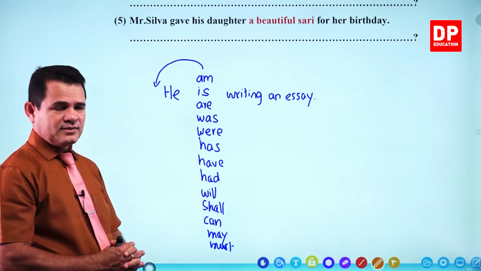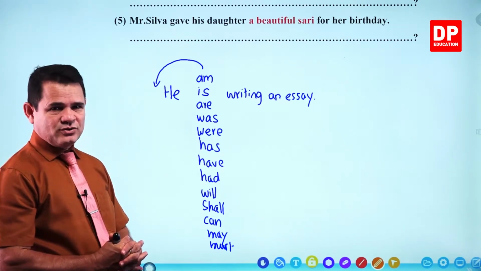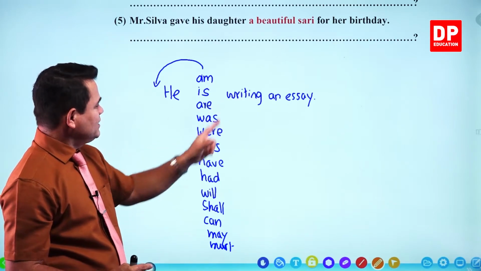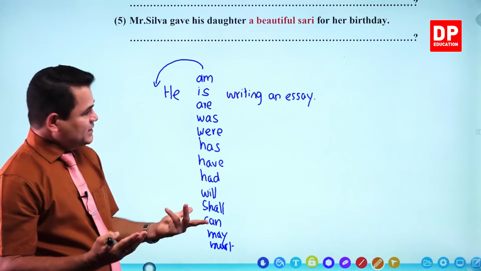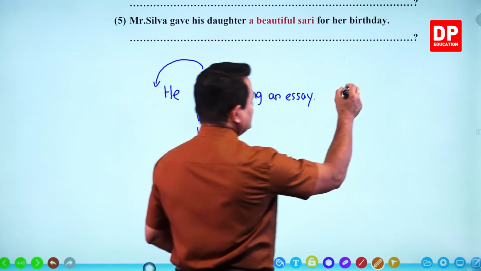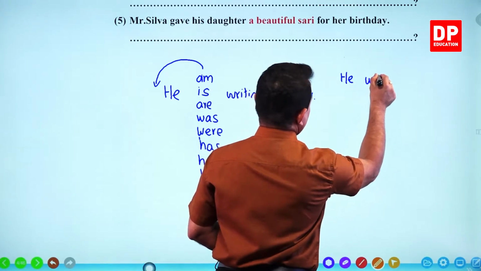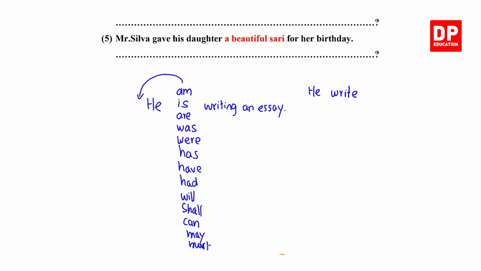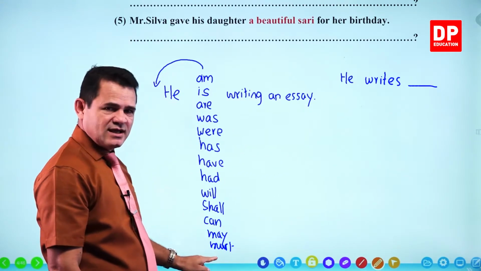Now, how do we do it if these words are not there? Let's look at it. He is writing an essay. If it is simple present, it comes as: he writes an essay. These words are not there.